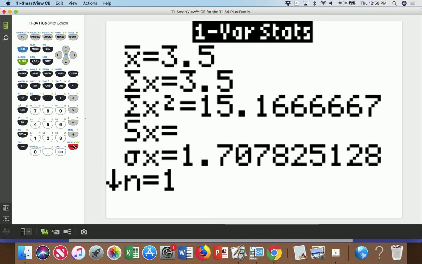So they have this labeled as x bar, but this is not a sample. This is our whole probability distribution population. So really 3.5 is our mu, and then 1.7 is our standard deviation. Okay.